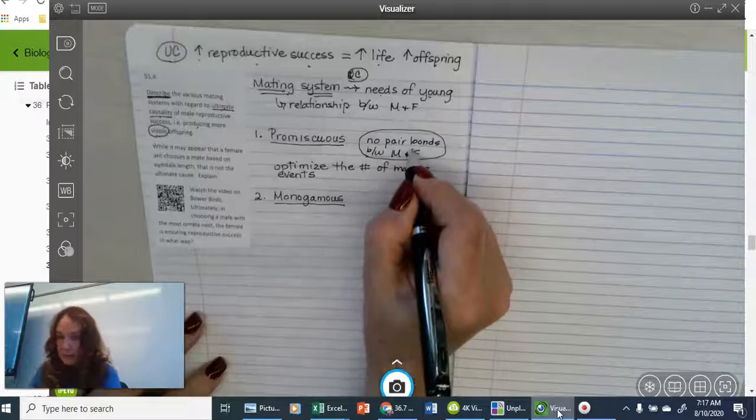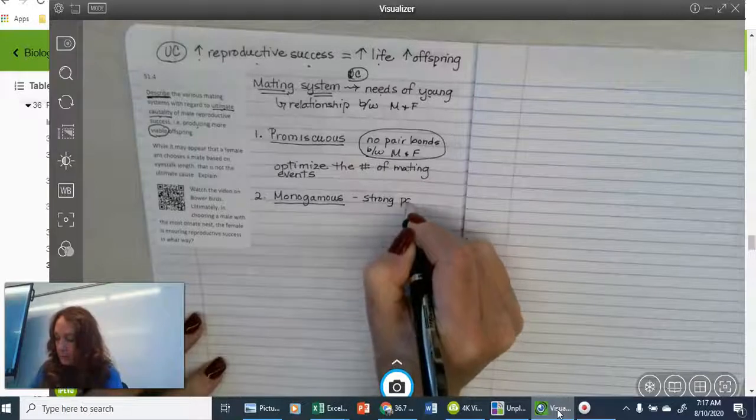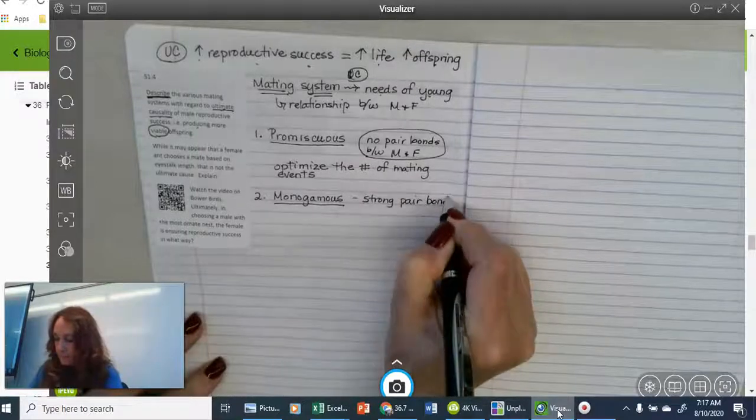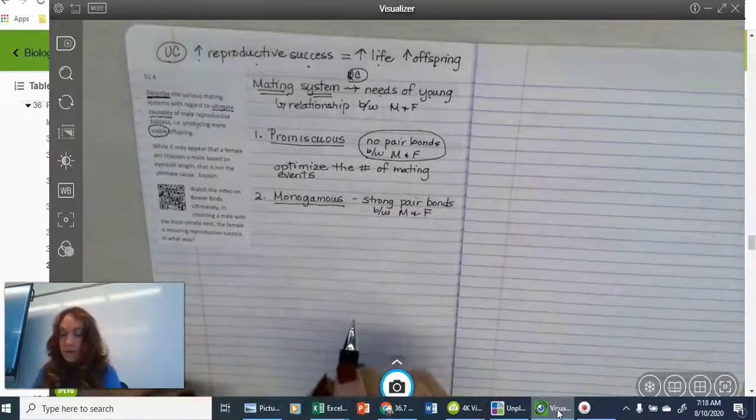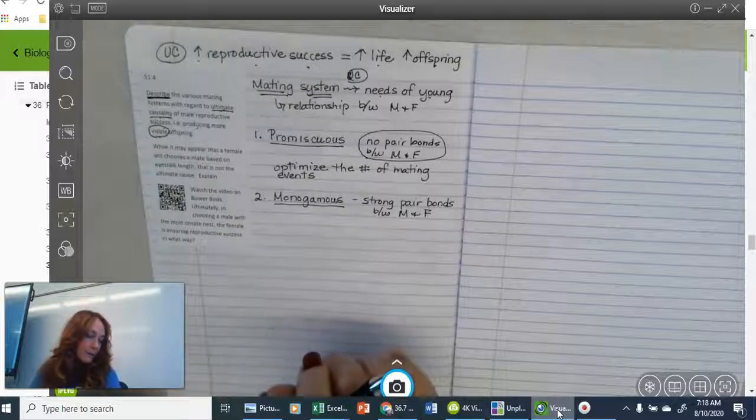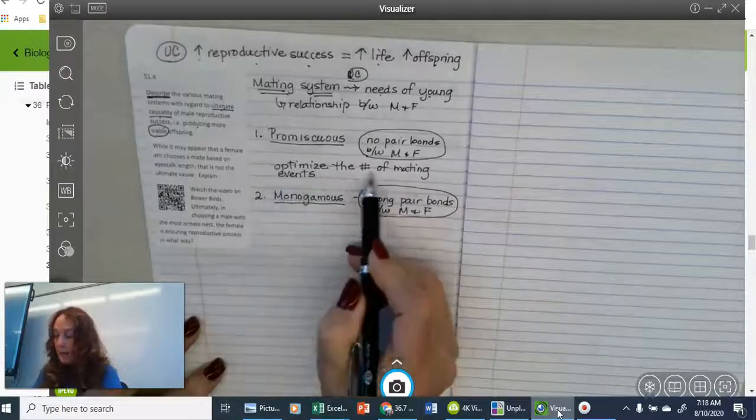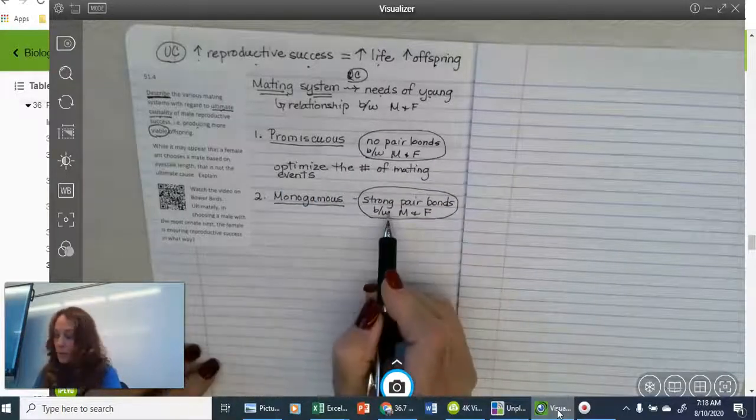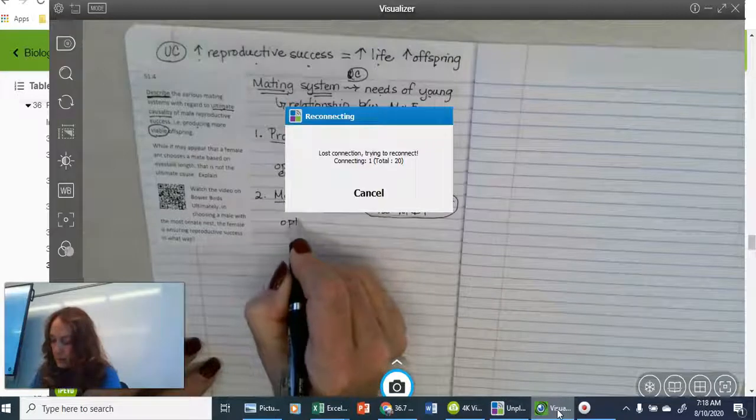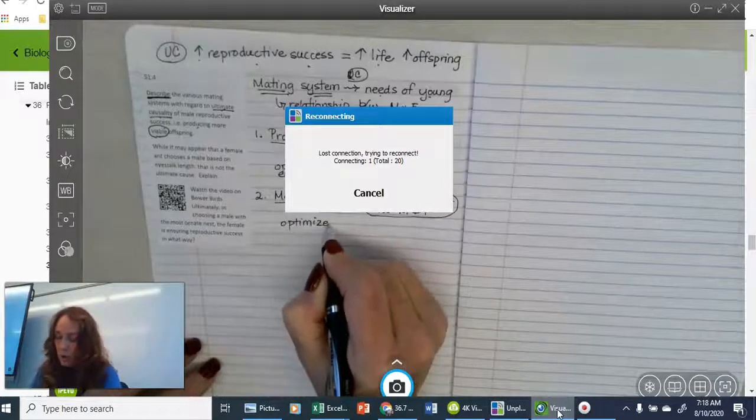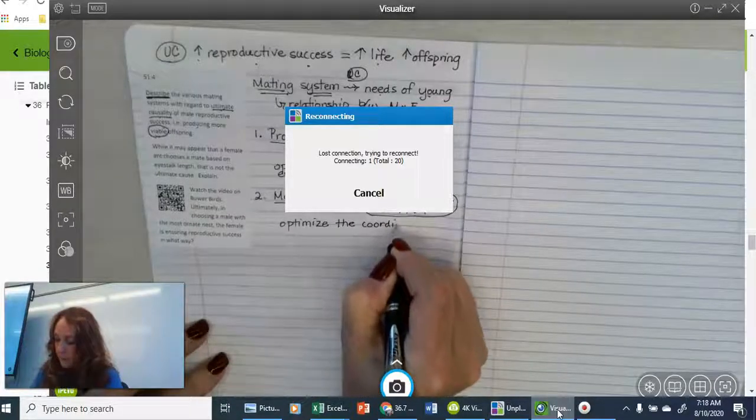Monogamous is the opposite of no pair bonds: you have strong pair bonds between a male and a female. Often they bond for life. And so what's the benefit of that? You're definitely not optimizing the number of mating events because they're only mating with each other. So what would we optimize? So let's think about that. You're going to optimize the coordination of effort.